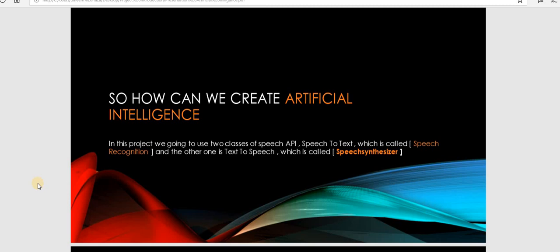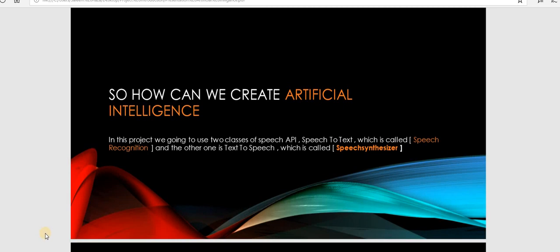Apart from this, it is also used in assistive technology for helping vision-impaired individuals in reading text content. These are the brief introductions of artificial intelligence, speech recognition, and text-to-speech.